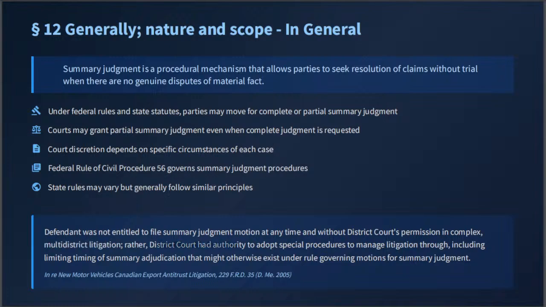Rather, the district court had authority to adopt special procedures to manage litigation, including limiting timing of summary adjudication that might otherwise exist under the rule governing motions for summary judgment. So court discretion depends on specific circumstances. Let's proceed.